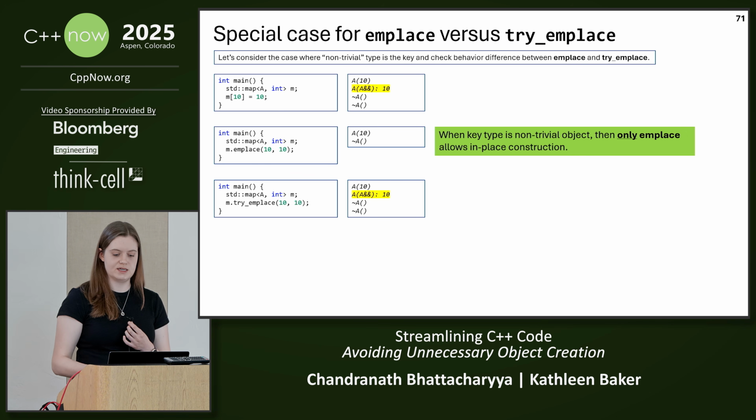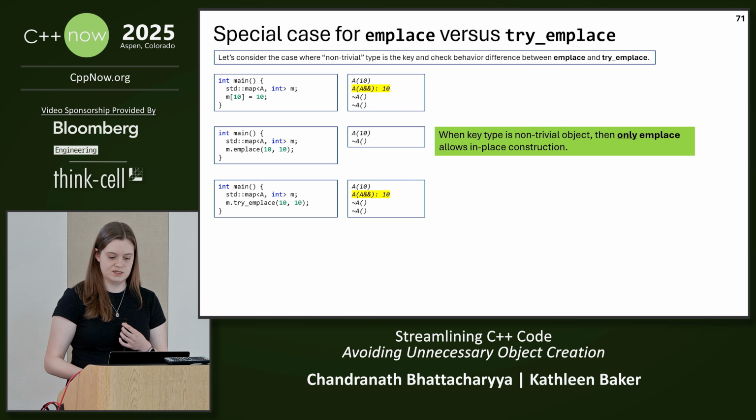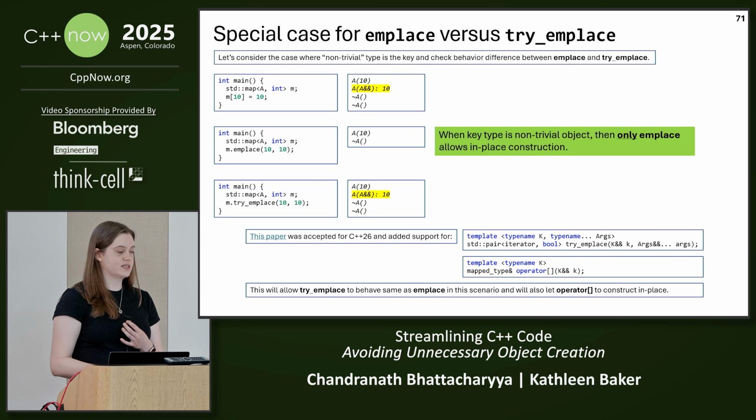So if the key is a non-trivial object, then only emplace allows for in-place construction. There was a paper accepted for C++26 that adds support for try_emplace that will allow it to behave the same as emplace in this scenario and do in-place construction. It also adds in-place construction for the subscript operator.